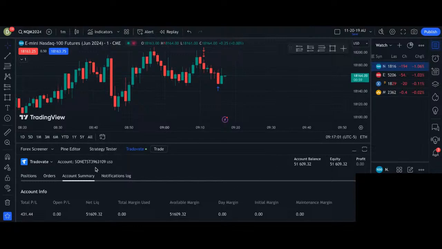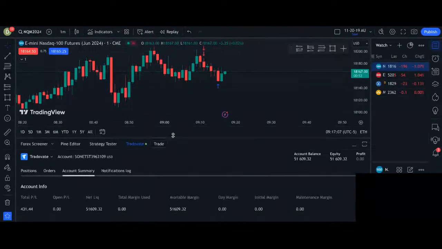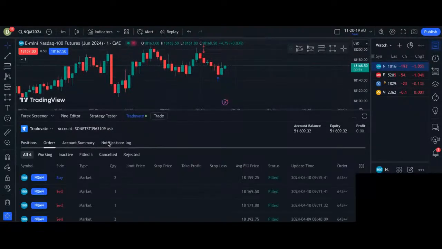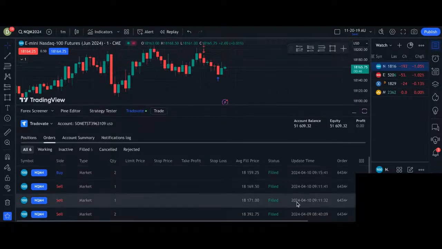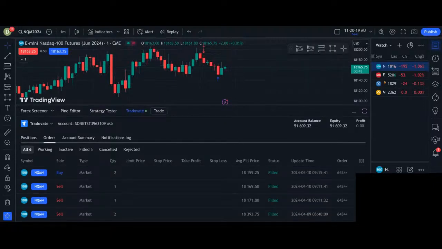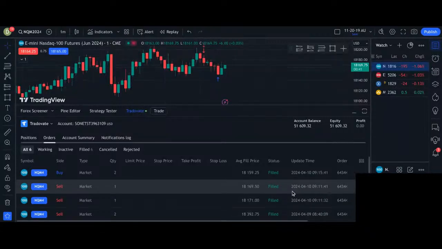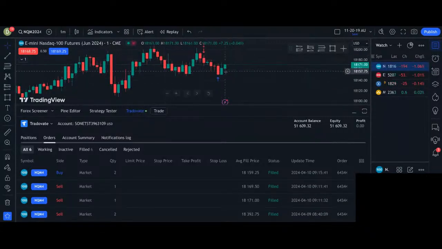And I was in that trade for, it wasn't long at all. I got in that trade at 9:11. It is now 9:17. So about 6 minutes. And I got out at the right time. As you can see now, the market is trying to go back up, and I just wasn't finna play around with it.